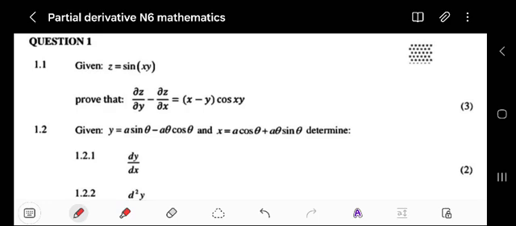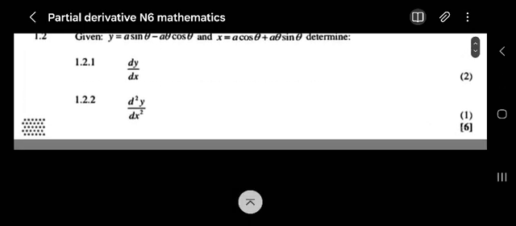We've been given Question 1, which is partial derivatives, from N6 Mathematics. Question 1.1: they say z is equal to sin(xy). That is what we're given. Then they say we should prove that x times the partial derivative of z with respect to x minus y times the partial derivative of z with respect to y equals the given expression. That is worth 3 marks.